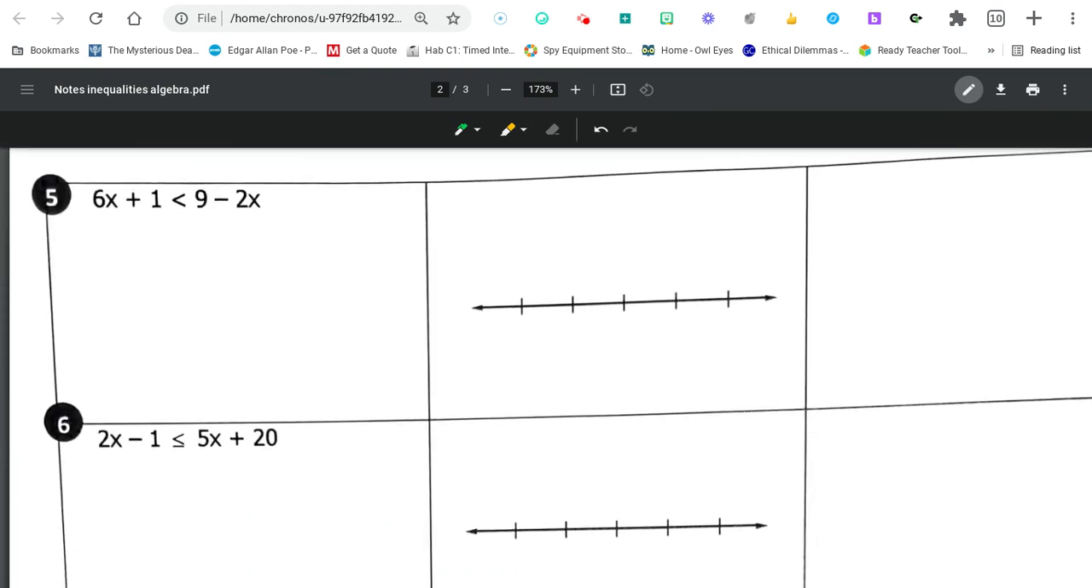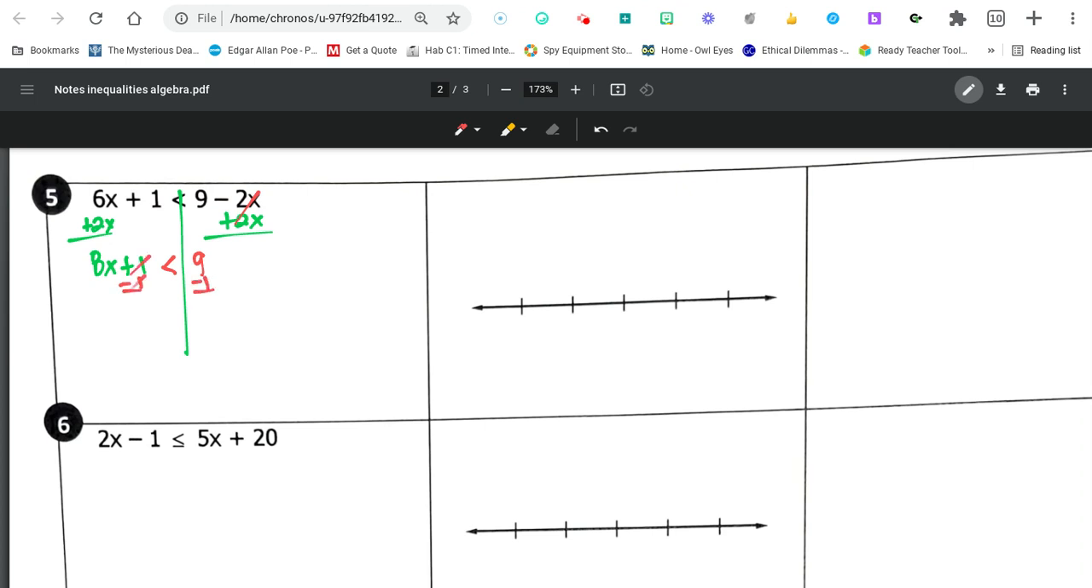Okay, let's try one with variables on both sides. If you have variables on both sides, you just make a decision about which one you want to remove first. I don't care which variable, just do the opposite. So I'm going to get rid of -2x with +2x. Now I can do the opposite because -2x and 6x are on opposite sides. So that gives me 8x plus 1 less than 9.